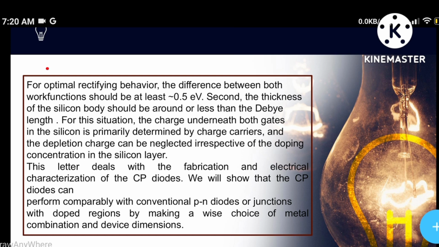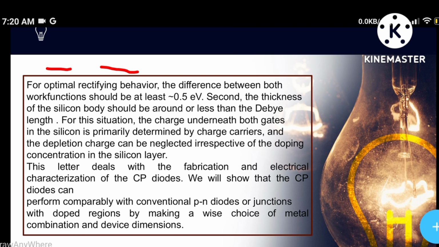For optical rectifying behavior, the difference between both work functions should be at least 0.5. At least means it can vary from 0.5 electron volts to infinity electron volts.